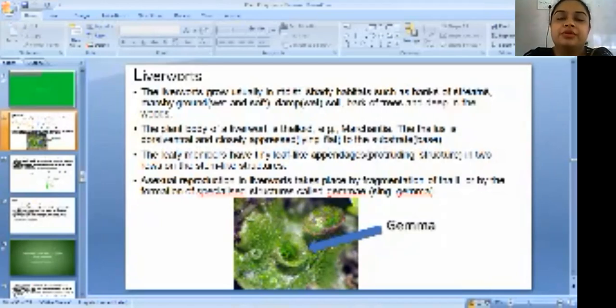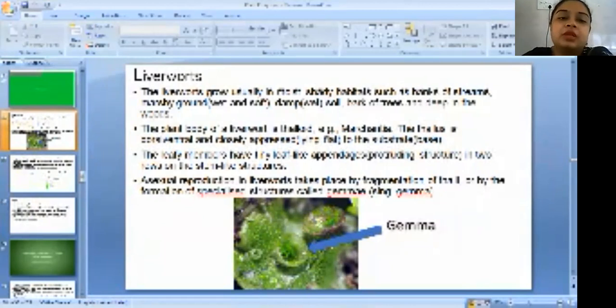This thallus is dorsiventral. Dorsiventral means it has an anterior and posterior appearance, located front to back. It is continuously appressed to the substrate. Appressed means lying flat on the substrate. Substrate is nothing but the base.